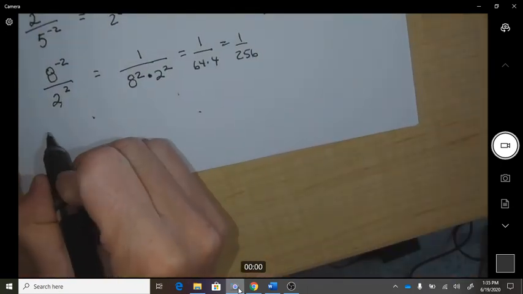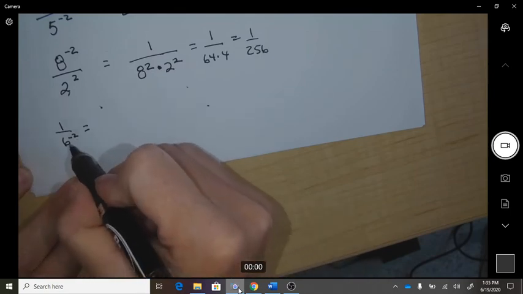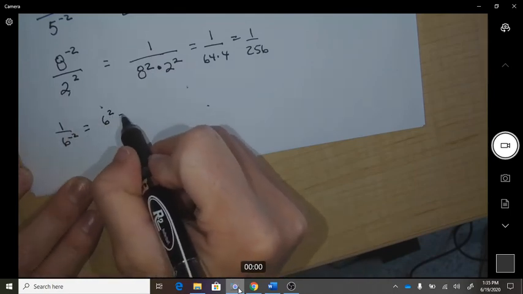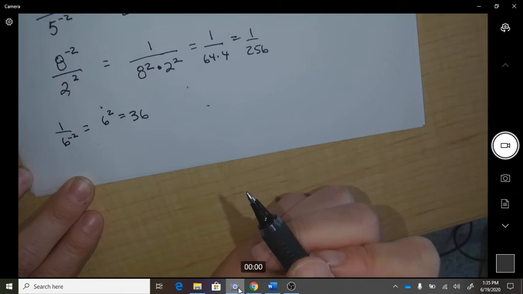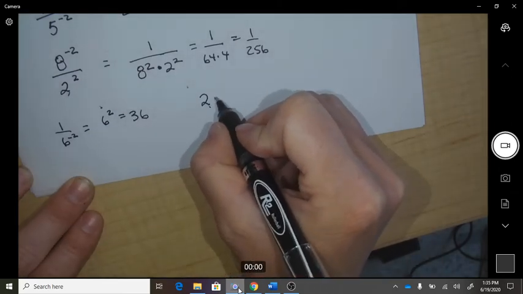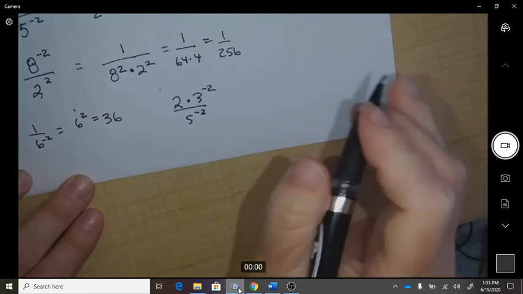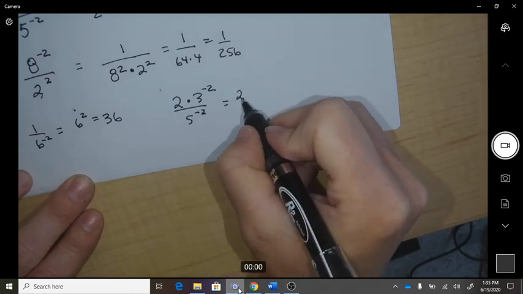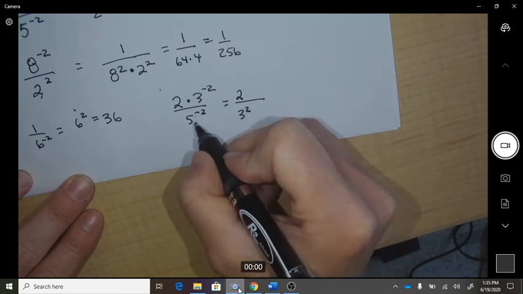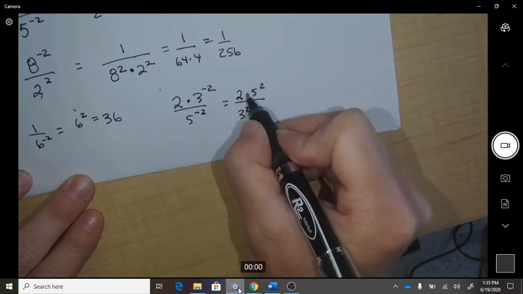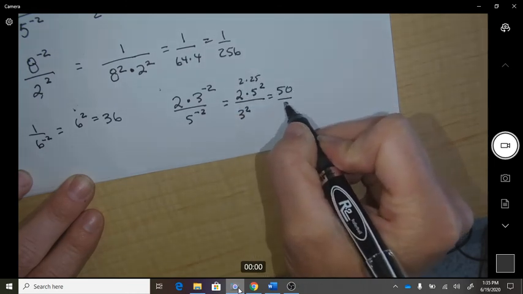Okay, so if I do a couple more here, 1 over 6 to the negative 2. So I reciprocate it, so on the bottom, now I actually move it to the top, and it's 36. Let's do a few things mixed in here. Okay, so what would this look like? This 2 doesn't move. This is a negative exponent, so I'm moving it to the bottom. This has a negative exponent, so I would move it to the top. So 2 times 25 is 50 over 9.